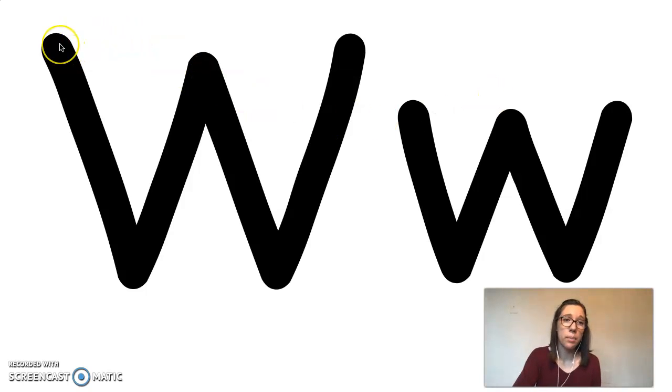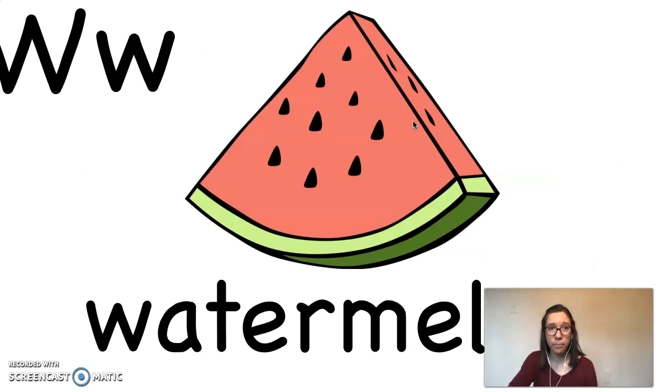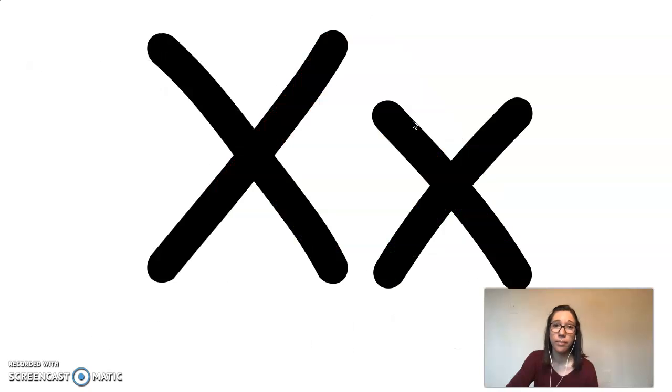To form the letter W, it looks like an upside down M. We start at the top instead of the bottom, and we draw a diagonal line down, back up, down, and up again. Lowercase w is formed the same way, except that it is smaller. W says w, as in watermelon. W is watermelon. Next is X.